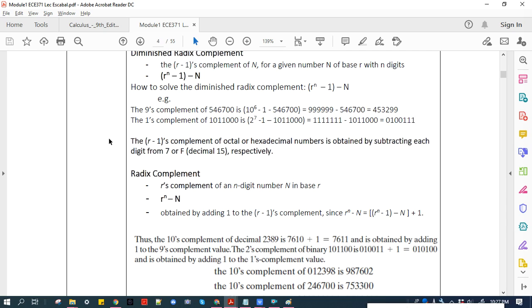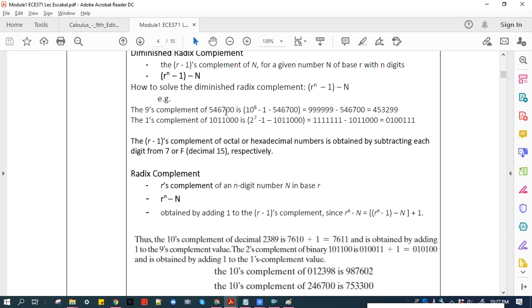It's easy, right? Next, let's read this first. The r minus 1's complement of octal or hexadecimal numbers is obtained by subtracting each digit from 7 or F, 15 in decimal, respectively. So can you see the pattern here?